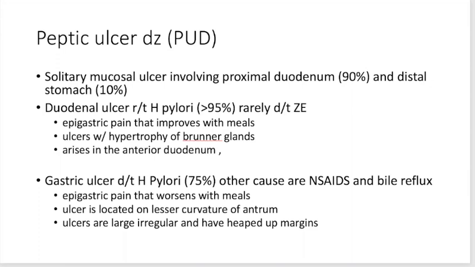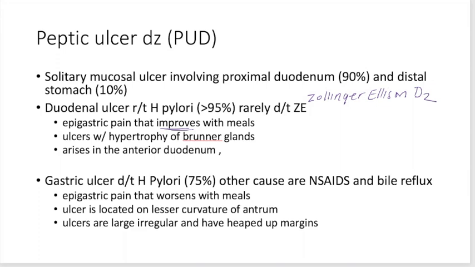So the duodenal ulcer is related to H. pylori 95% of the time, rarely due to Zollinger-Ellison disease. And your presentation would include epigastric pain that improves with eating meals. Ulcers involve hypertrophy of the Brunner glands, and they arise in the anterior duodenum.